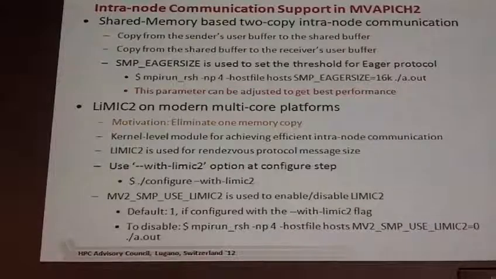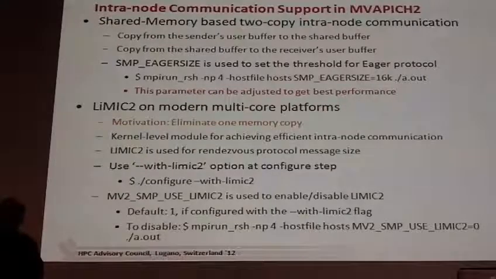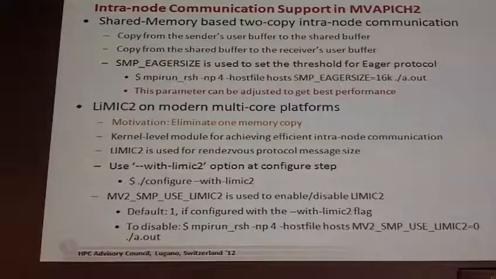But besides this 2-copy, several years back we introduced a kernel-based module called LiMIC, and then we had a second generation of that called LiMIC2. What it does is eliminate one memory copy. If a sender wants to send data, by taking advantage of the kernel, we map the address of that buffer to the receiver, and then the receiver comes and copies the data directly from the sender's buffer. So we eliminate one copy, and a lot of large deployments are using this, like SDSC Trestles, Gordon, TACC Lonestar. Many places trigger this to get very good performance.